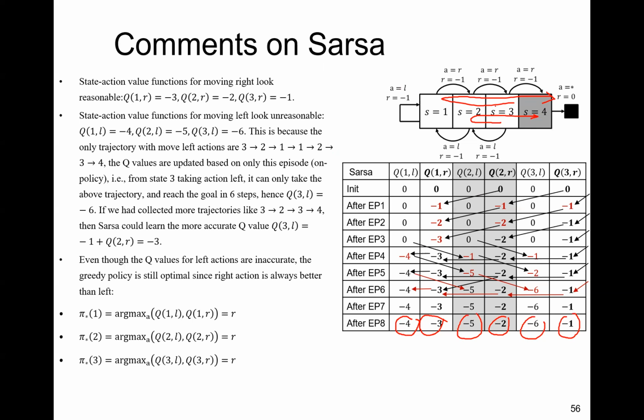Even though from state 3 it has turned right once from the episode, because the entire trajectory is going left, this roundabout trajectory, it only knows this trajectory. It doesn't know anything else. However, the argmax actions are still correct because the right action is always better than the left. So this shows that the policy often stabilizes long before the value functions converge.